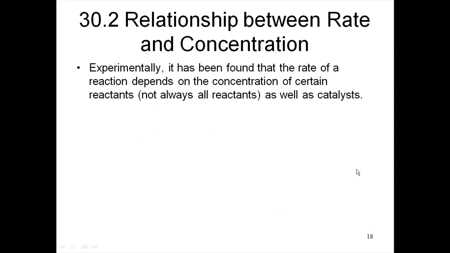Okay, next we want to talk about the relationship between rate and concentration. Experimentally, it has been found that the rate of a reaction depends on the concentration of certain reactants, not always all reactants, as well as the catalyst. Now, what do I mean by not always all reactants? Well, there may be some reactants that must be there as part of the reaction, but it has no effect on rate. If I change the concentration of the reactant, as long as I have some, the rate will remain the same.